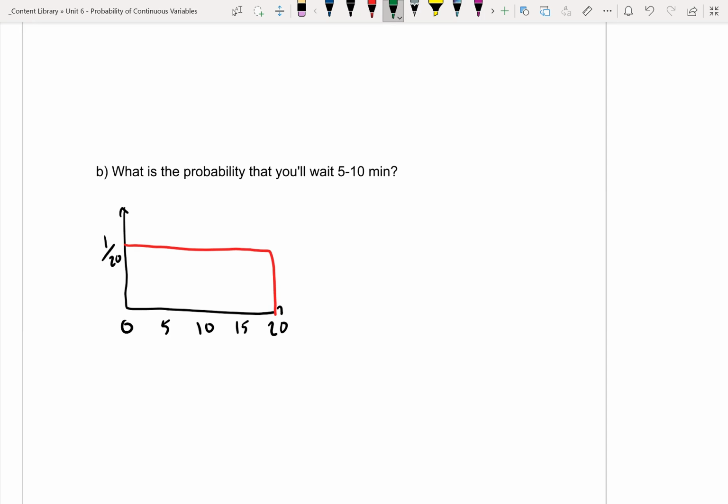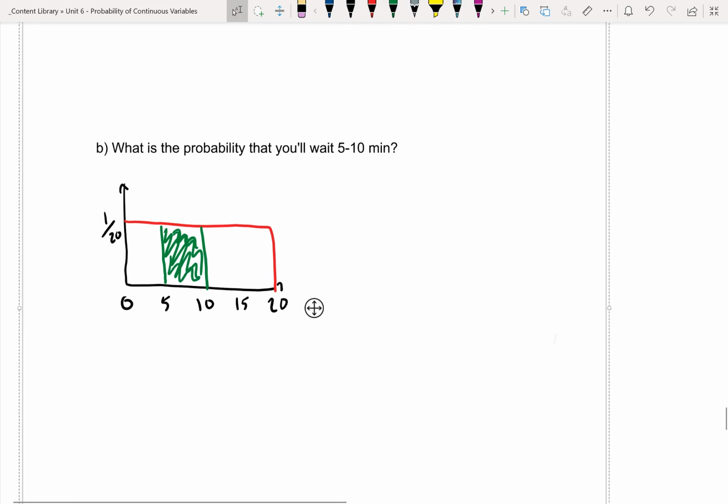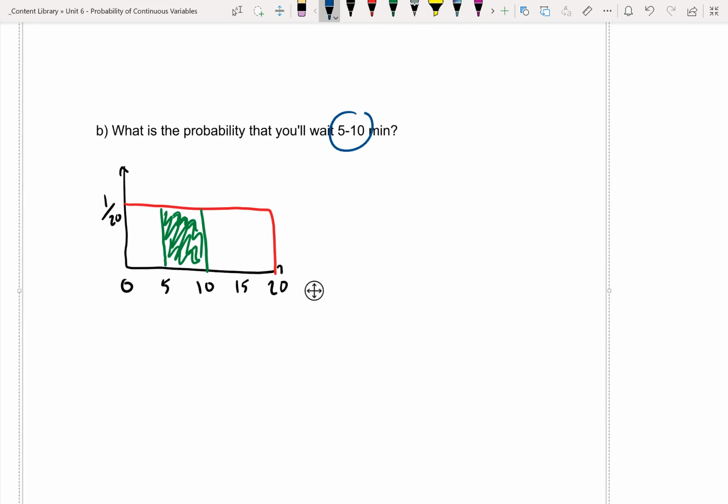And when I'm looking at this, I want to find what is the probability that I'll wait between 5 and 10 minutes. So I'm looking at the area underneath my graph between 5 and 10 minutes. So that means any number of time between 5 and 10: 5.1, 5.2 minutes, 5.3, 6.3, whatever it happens to be, any value between 5 and 10. So if I'm trying to find the probability of between 5 and 10 minutes, I need to find the area underneath this curve, or this line.